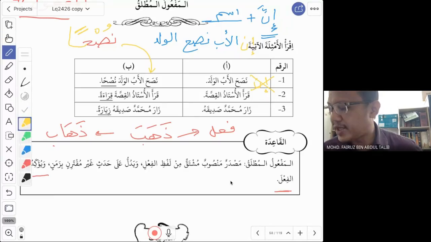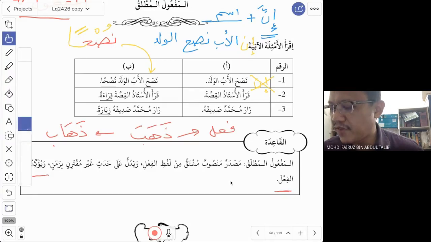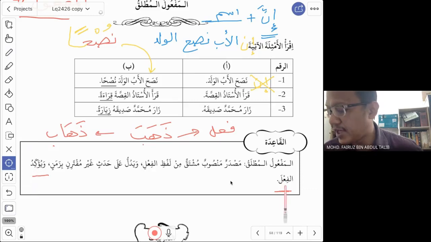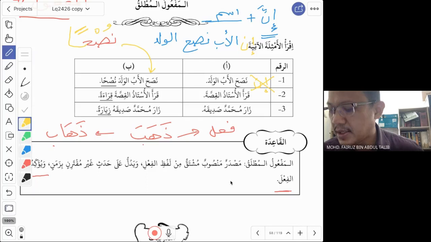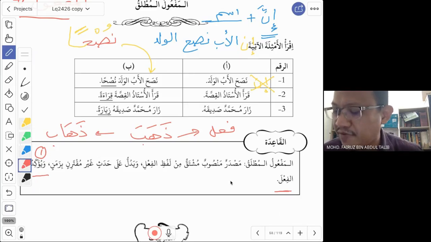I just want to add something here. Here they say that the function of a maf'ul mutlaq is to emphasize the fi'il. Okay, but actually this is just one reason why you use maf'ul mutlaq in a sentence. There are 2 other reasons. I will just show you briefly, because in the exercises we will see some examples. They use maf'ul mutlaq for the second reason.